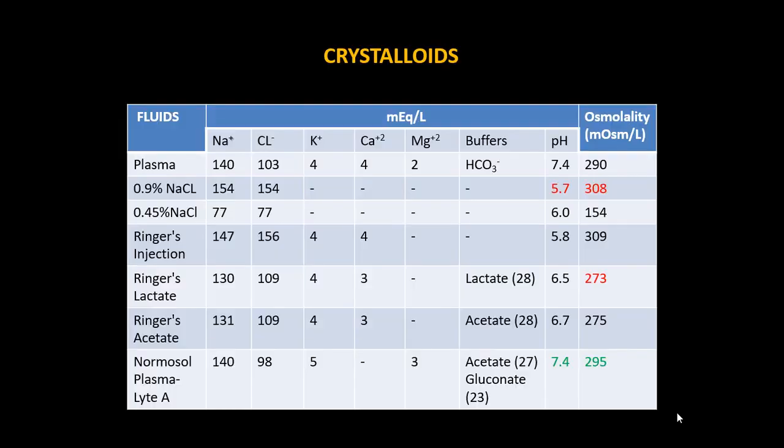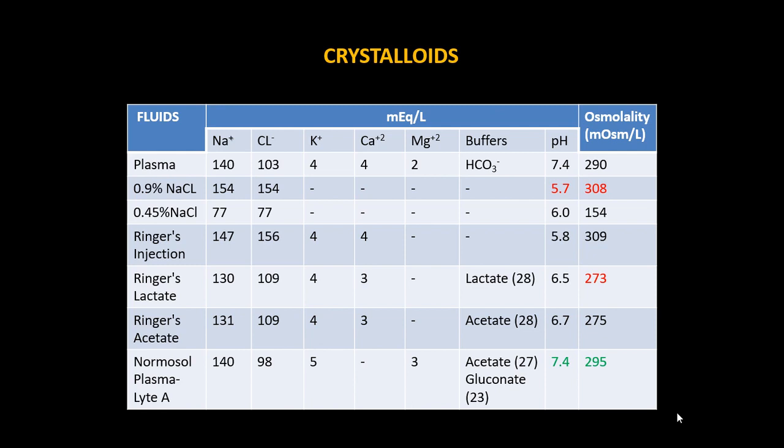I'm starting my topic with crystalloids. The most familiar one, normal saline, contains equal millimoles per liter of sodium and chloride, 154 millimoles each. No buffers, pH is on the acidic side in comparison to plasma, hyperosmolar. Clinical significance: hyperchloremic metabolic acidosis, hypernatremia and volume overload.